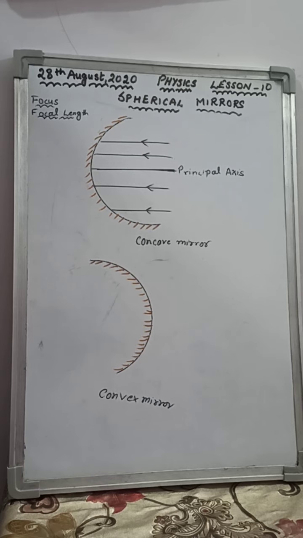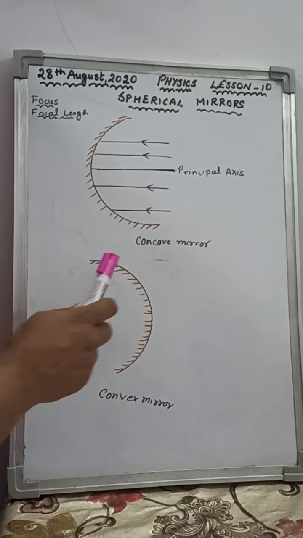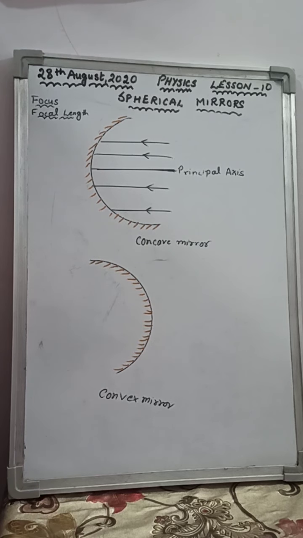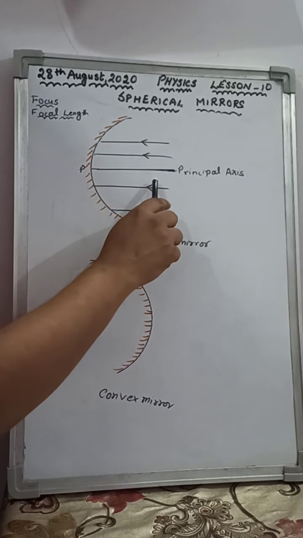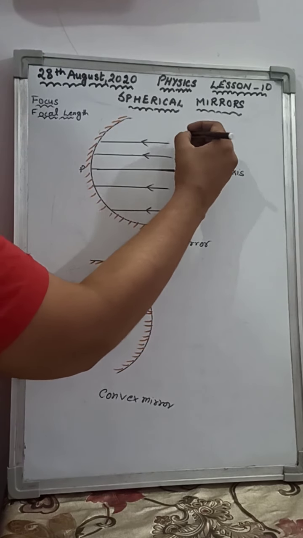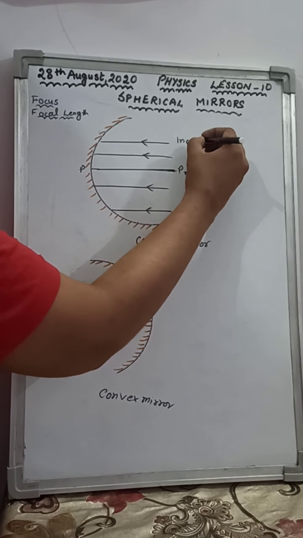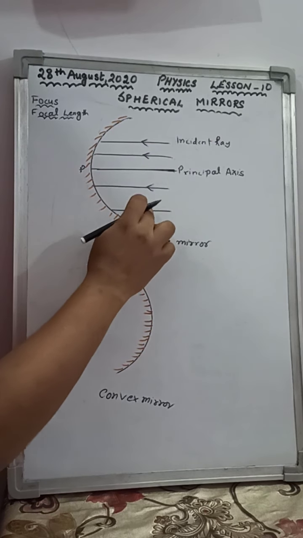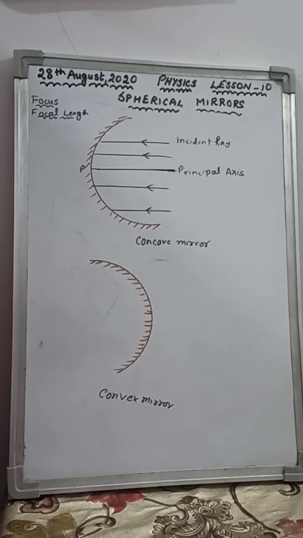Okay, next term is your focus and focal length. So what is focus? Suppose this is your concave mirror. This is your principal axis. Clear? Pole. Now, these are the incident rays coming parallel to the principal axis. They are parallel to the principal axis.